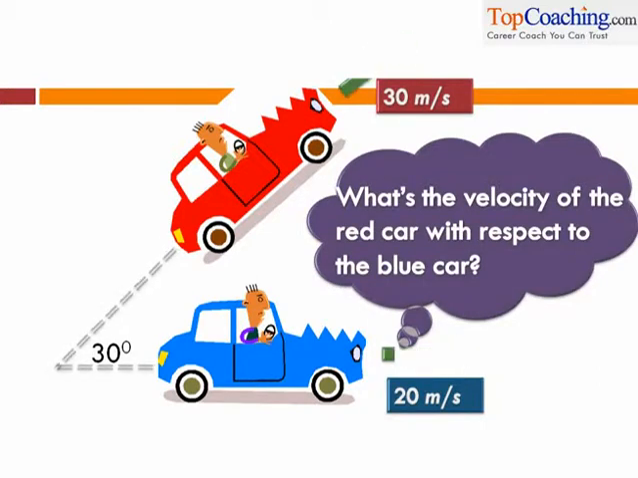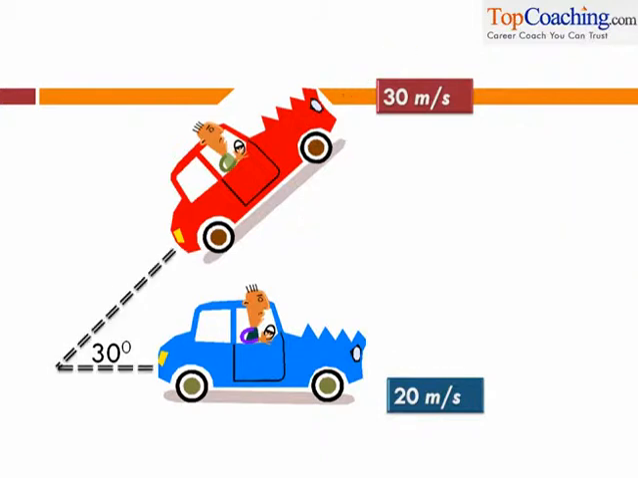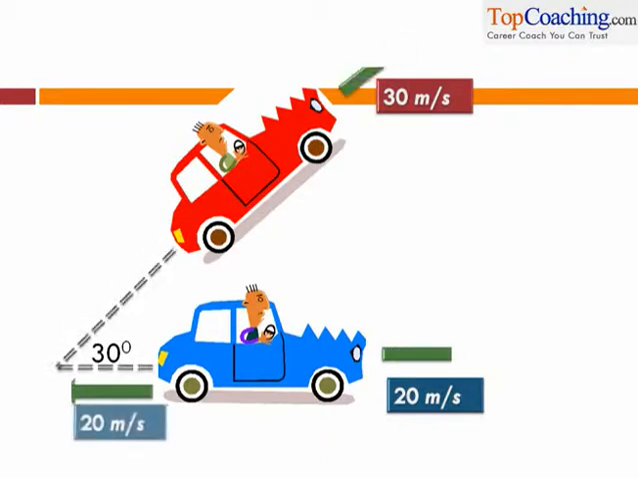Can you find that out? Well, we will again use the simple fundamental that we learnt earlier. To calculate the velocity of A with respect to B, we put B at rest and then we calculate the velocity of A. In this case, we will put the blue car at rest because we want to calculate the velocity of the red car with respect to the blue car. Here, we will put the blue car at rest by adding a negative velocity of 20 meters per second along the x-axis to the blue car.